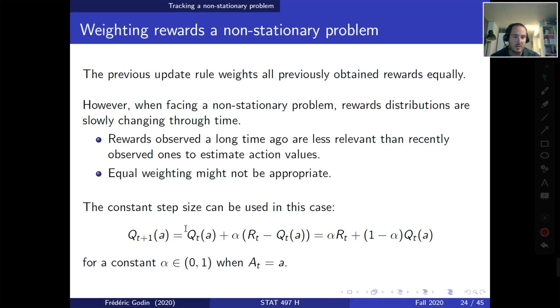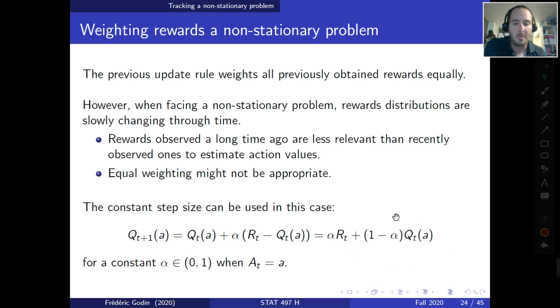So here, let's go back one slide. This is the formula we've outlined when we have a constant step size. But this formula can be rewritten by combining this Qt and this Qt. So this can be rewritten as alpha Rt plus 1 minus alpha Qt(a). Okay, so we can see that the next estimate of action A is like a convex combination of the current reward and the previous estimate, with factor alpha here.